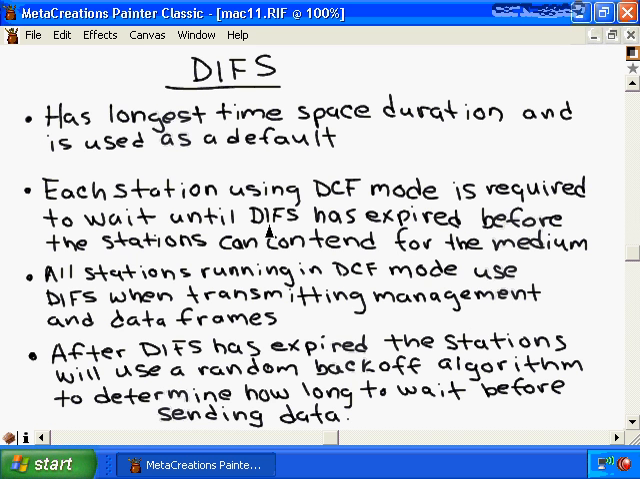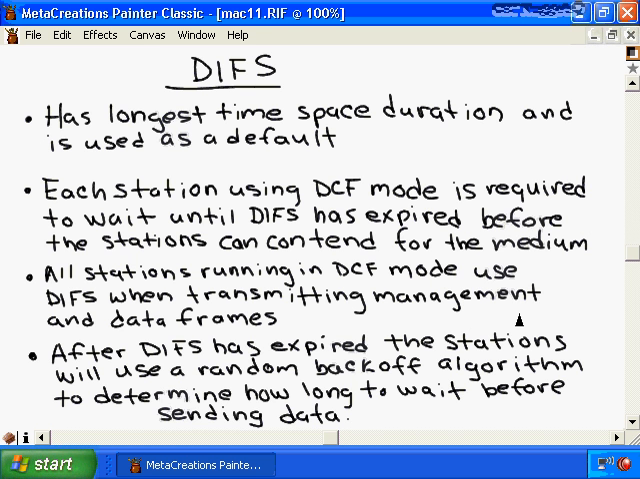So before the stations can contend for the medium, they have to wait for this interframe time space to elapse, for it to expire, before they can actually start that contention. And a DIFS is used for transmitting management and data frames. So you might be thinking to yourself, well, if all the wireless stations are just waiting with bated breath, sitting at the side of the road waiting for this DIFS time period to expire so they can contend for the medium and gain access to it, wouldn't there be a lot of collisions?